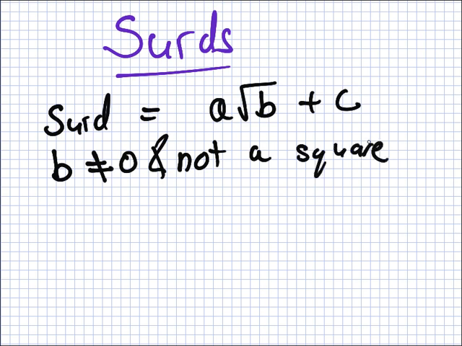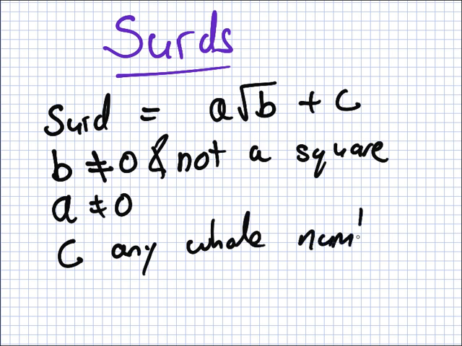Like 9, 16. Not a number like this. And A is not 0, but C could be 0 or not. C is any natural number, any integer, any whole number. I should say that these three are all what we call whole numbers. 1, 2, 3, 4, 5, 6. Not 2.1. Not decimal.